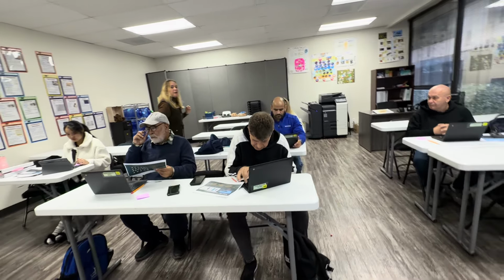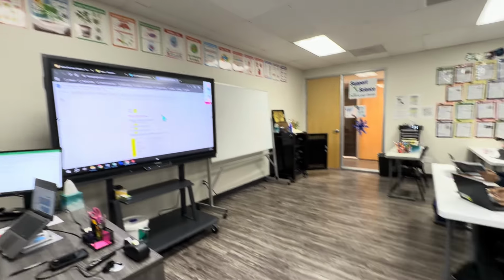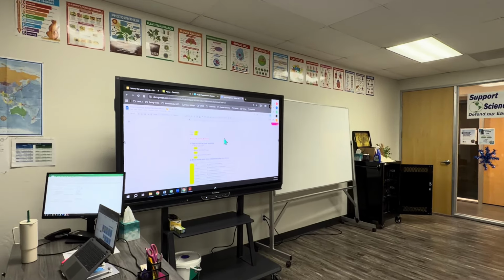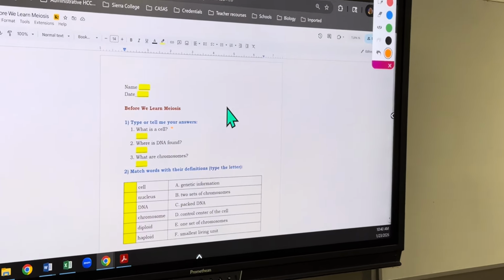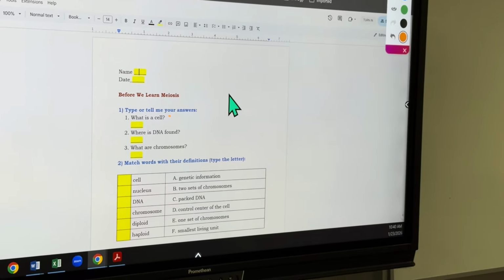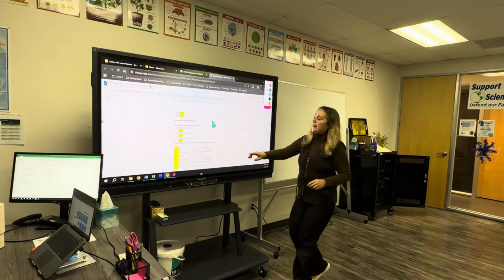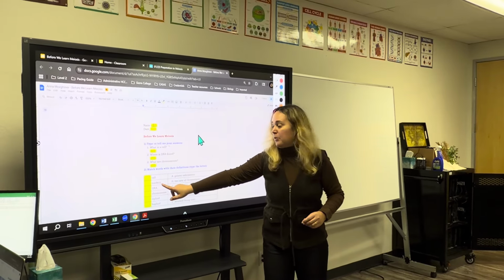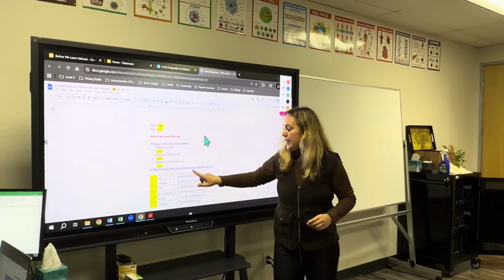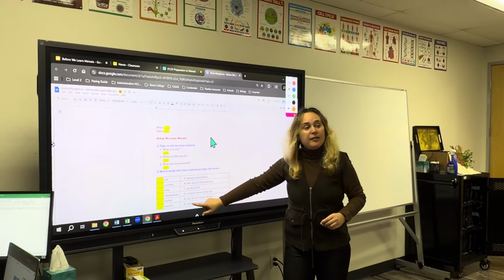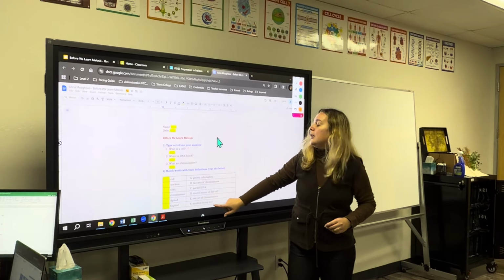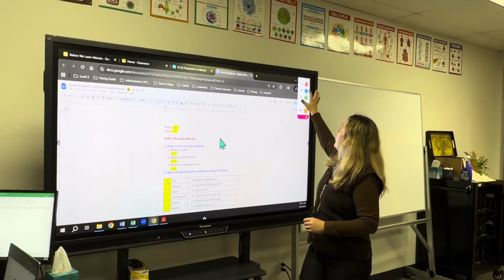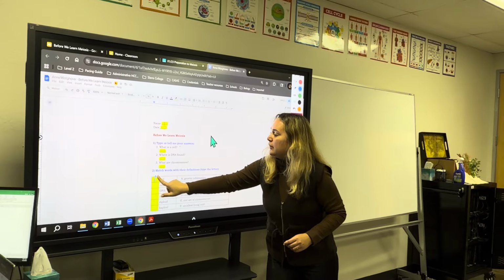Ahmad, could you read for us number 2? Here? Yes, number 2. Match words with their definition, type the letter. So over there, you need to type the letter in the yellow part. So, Ahmad, what do you think? Definition for cell: A, B, C, D, E, F. F. The smallest living unit. Exactly. So this means that you need to type F here.